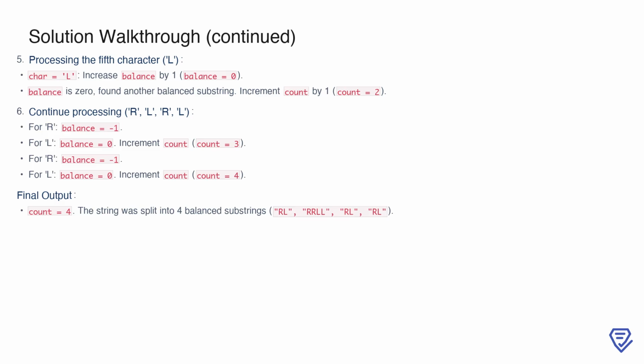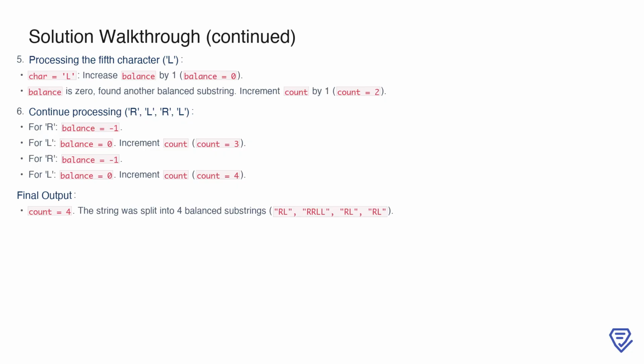Now, we process the fifth character, another L. This increases balance by 1, making it 0, which indicates we found another balanced substring. We increment count again, so now count equals 2. Moving forward, we process the remaining sequence of characters, R, L, R, and L. For R, we decrease balance to -1. For L, we increase it back to 0, identifying another balanced substring and incrementing count to 3. Then for R, we decrease balance to -1 again, and finally, for L, we bring balance back to 0. This gives us yet another balanced substring, so we increment count to 4.